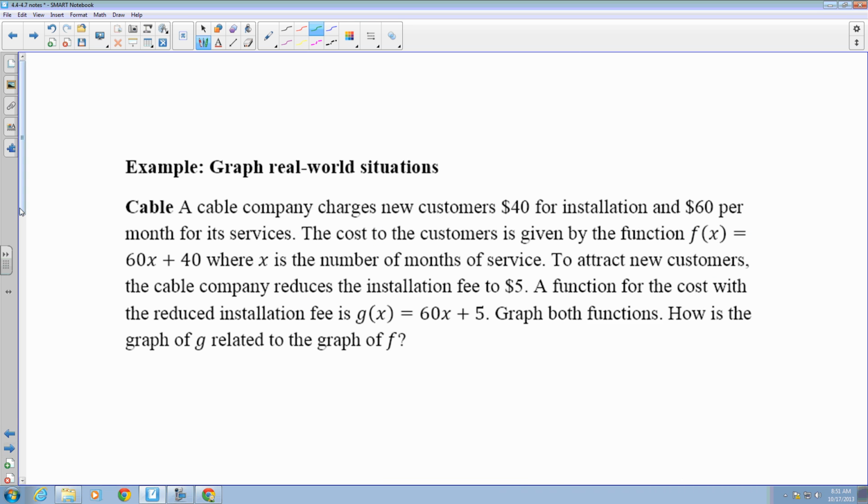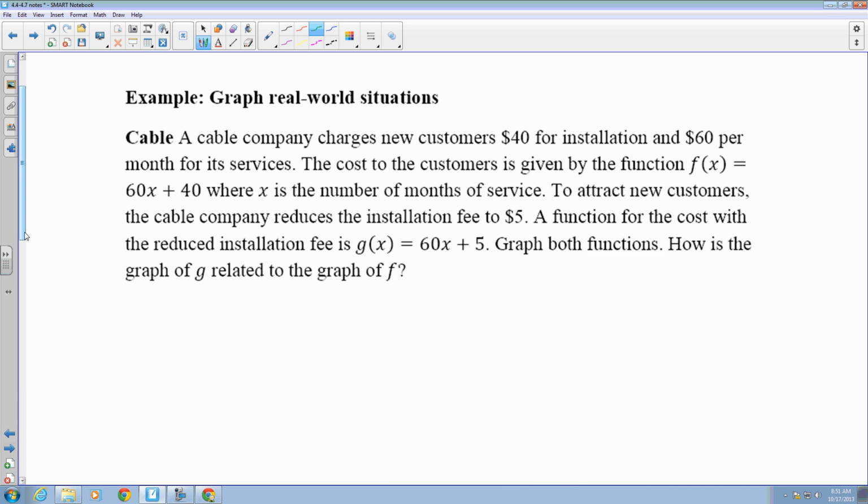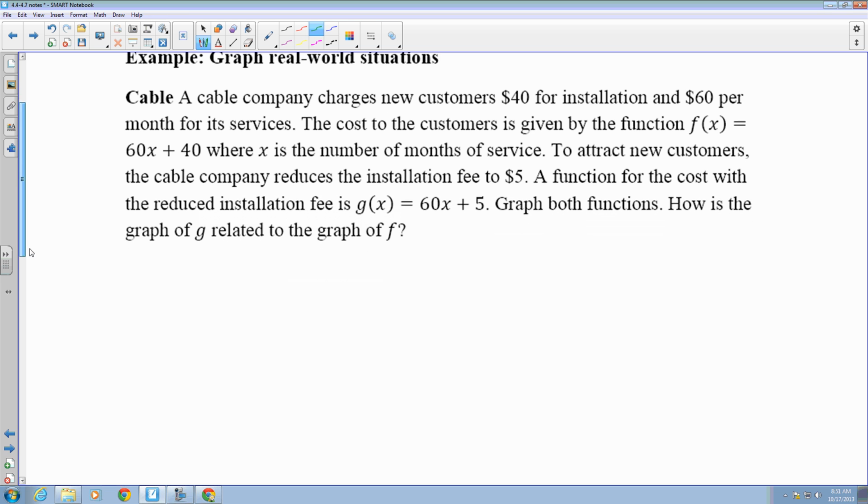Okay, we have one more question. A cable company charges new customers $40 for installation and $60 per month for its services. The cost to the customers is given by the function f of x equals 60x plus 40, where x is the number of months of service. To attract new customers, the cable company reduces the installation fee to $5. A function for the cost with the reduced installation is given by g of x equals 60x plus 5. Graph both. How are they different?